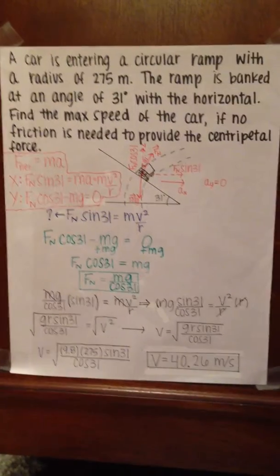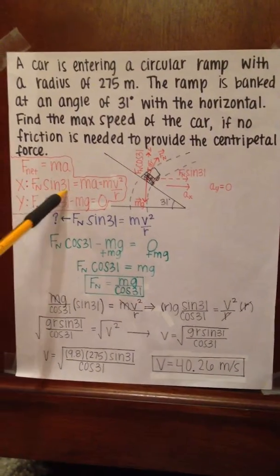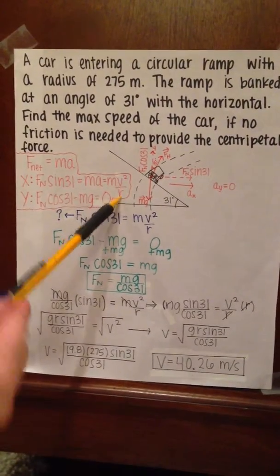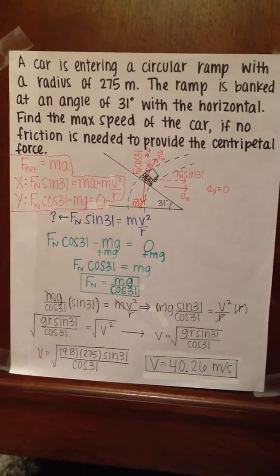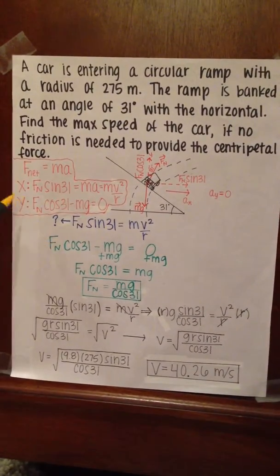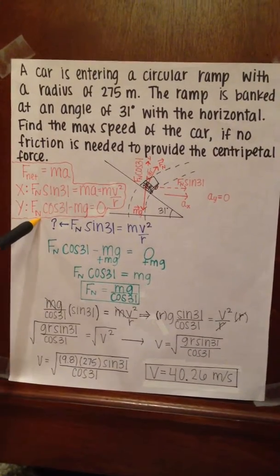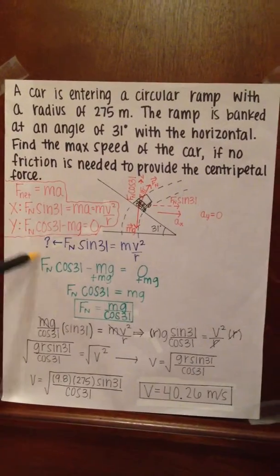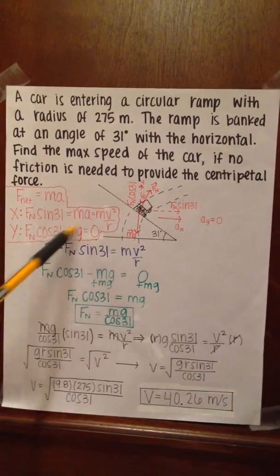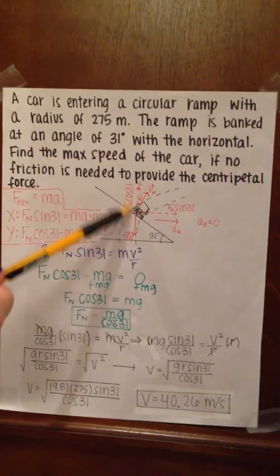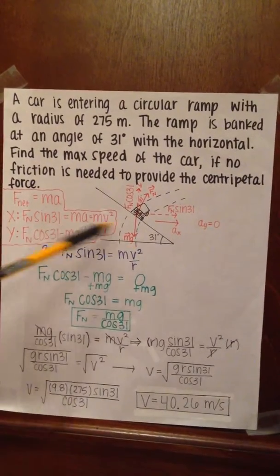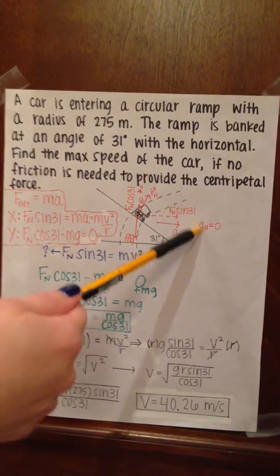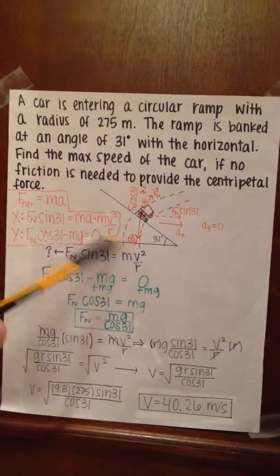And for the x direction, I got Fn sine 31 equals ma, or equals mv squared over r. And for the y component, I got Fn cosine 31 minus mg equals 0, because Fn is in the positive y direction and mg is in the negative, so mg should be negative. And the reason it's 0 is because the acceleration in the y direction is 0.